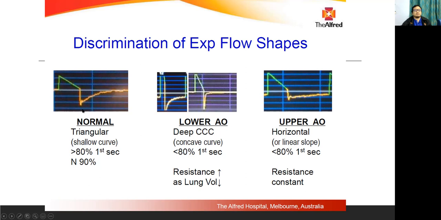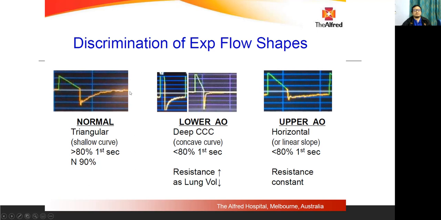Okay, so the normal shape is triangular with a shallow curve, and in the first second of the passive expiration, about 80% of the tidal volume has already been exhaled out. Okay, the area under the curve of the inspiratory flow chart, when you calculate it, represents the tidal volume. So when you have more than 80%, actually normal is 90%, but more than 80% is considered normal. Okay, meaning 80% of the tidal volume has already been exhaled out.